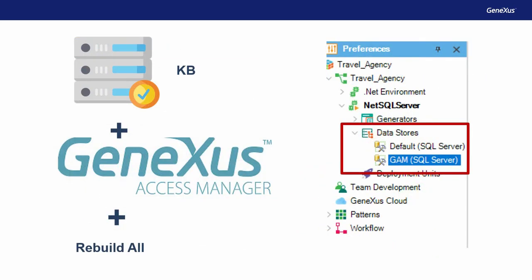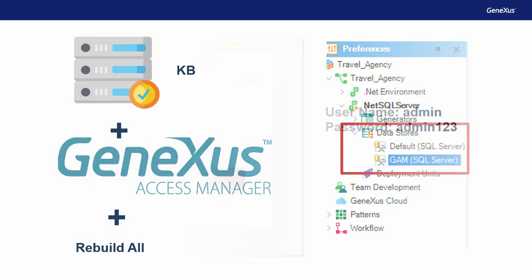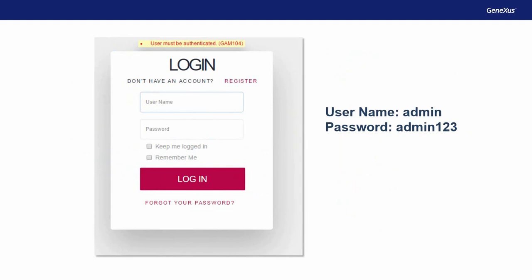Once we've applied security and the type of level that our app will use, we must do a rebuild all in RKB to create the database that the GAM will use. After we activate security, when we run our app, a login screen will be deployed both in the web part and in the smart devices part. Since we still have not configured any users, we can use a local user with the following credentials: user, admin, and password admin123.